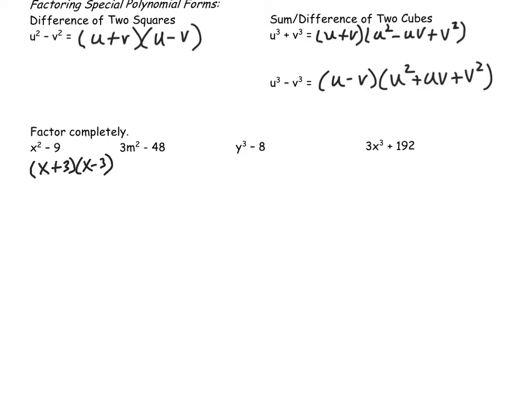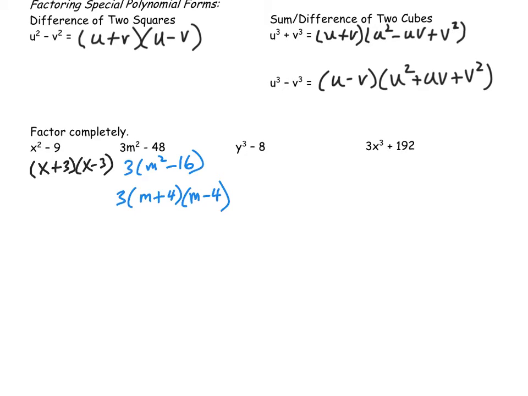Here, on this next one, 3m squared minus 48. First thing I see there is it's got a factor of 3. Let's take that out. Then I'd have m squared minus 16. But wait a minute, after we take out the 3, it turns into a difference of 2 squares. And I'll split that up into m plus 4, m minus 4.